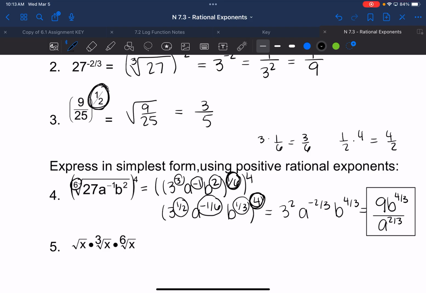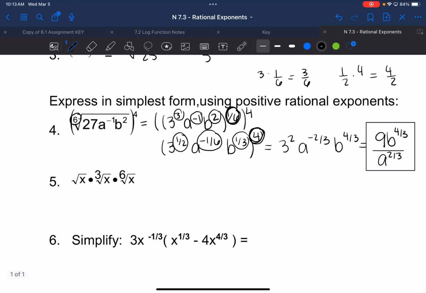All right, so let's do another one. Okay, number 5, we've got the square root of x times the cube root of x times the 6th root of x. So let's rewrite that. How could I rewrite a square root as an exponent?